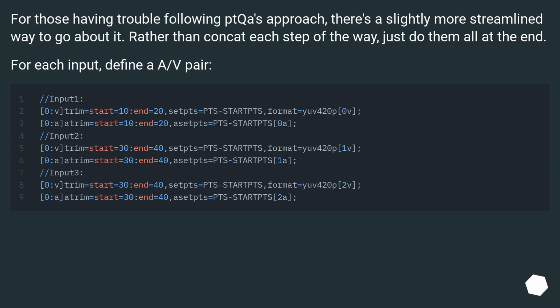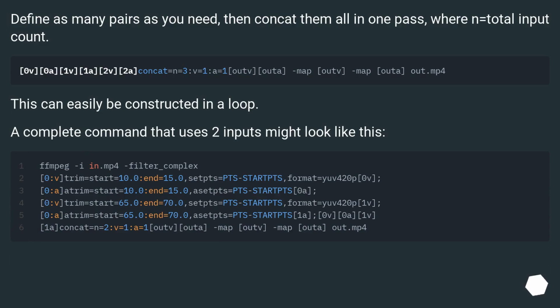For those having trouble following K's approach, there's a slightly more streamlined way to go about it. Rather than concat each step of the way, just do them all at the end. For each input, define an AV pair. Define as many pairs as you need, then concat them all in one pass, where n equals total input count.